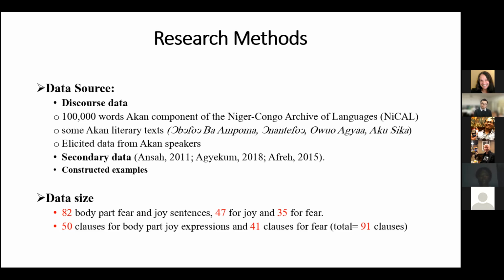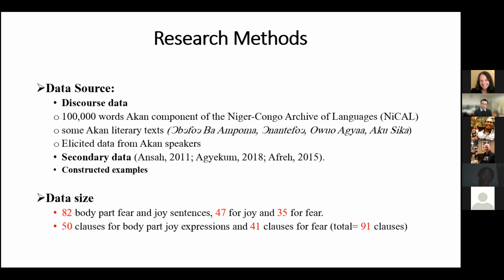And then I also retrieved some from already published works, notably by Ansa 2011, Ajikum 2018, and Afre 2015. They have worked on fear and joy in Akan. And then at some point, I also constructed examples since I'm a native speaker of Akan.